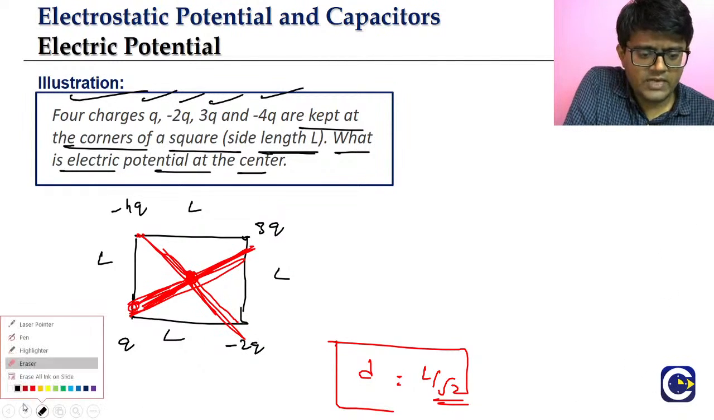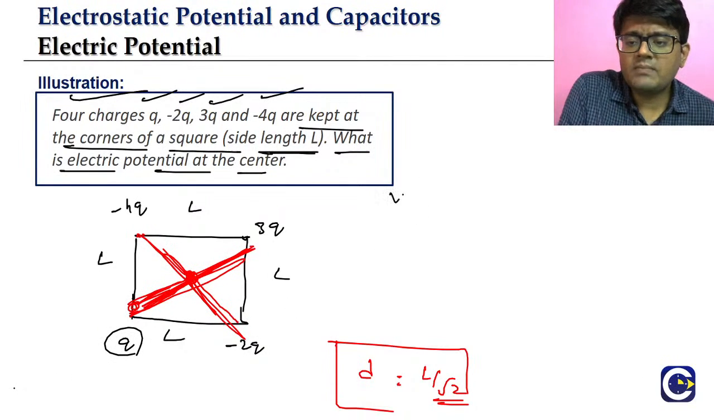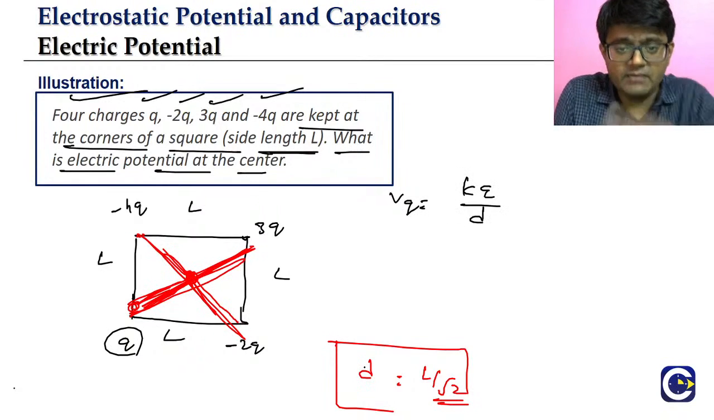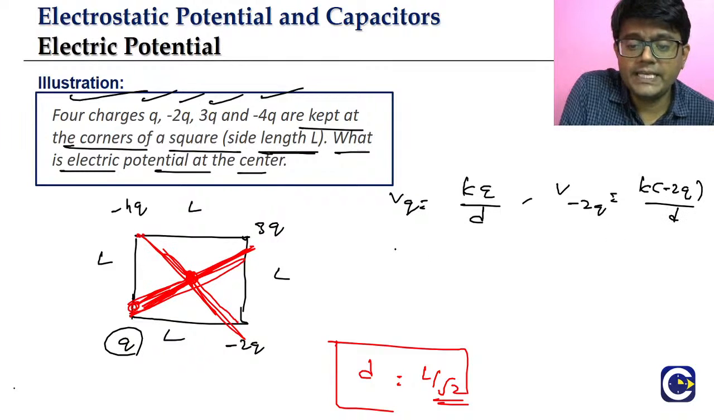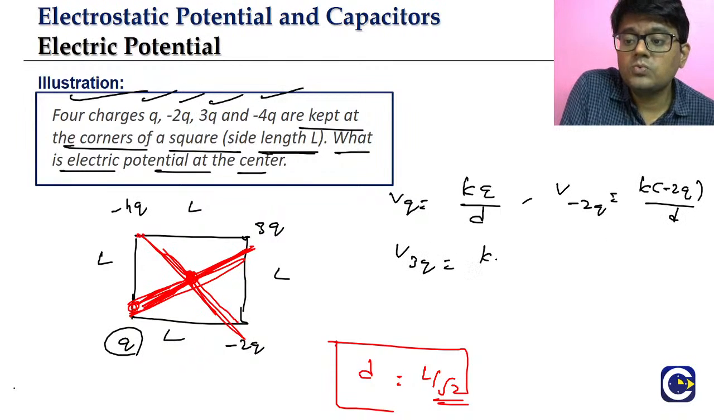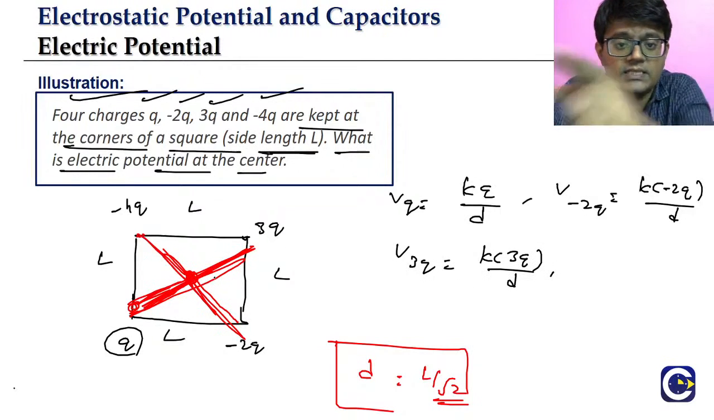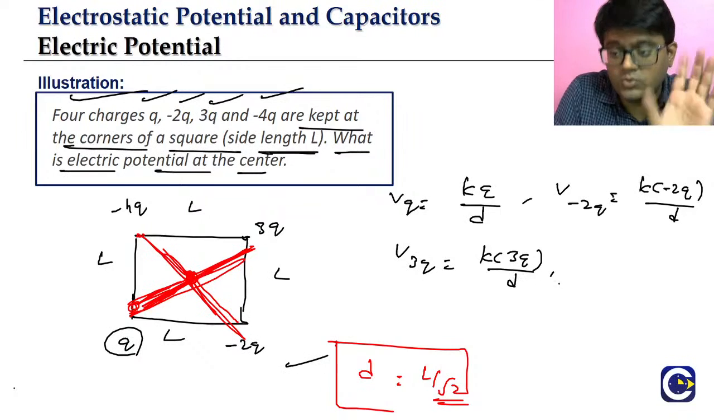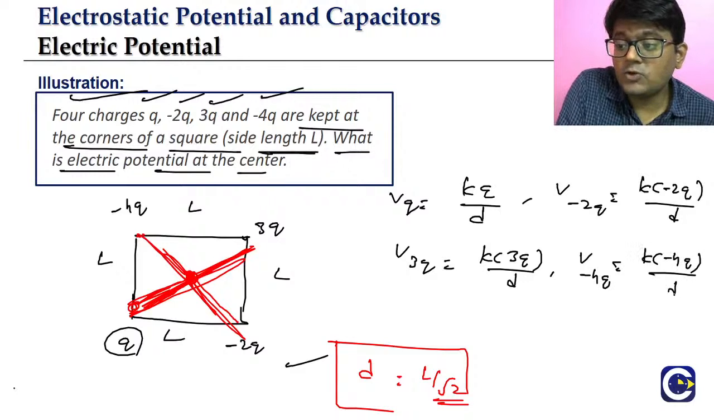So what is the next step? We should calculate the potential because of each charge. Look, potential because of charge q is kq by d. We can substitute d finally. Potential because of minus 2q is k into minus 2q by d. Potential because of 3q is k into 3q by d. From all the charges, what is the distance to the center? Same value, right, d, which is our L by root 2. What is the potential because of minus 4q? k into minus 4q by d.